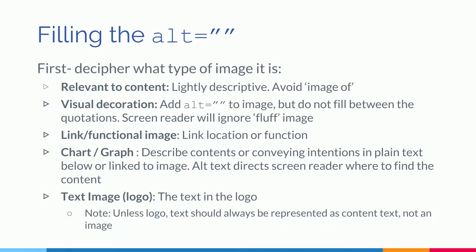So usually for charts and graphs, if you're trying to prove a point, put that point in the alternative text. This graph is showing X over Y time. This chart is showing that there was an increase in this. It states the reason why you're showing it to your users.